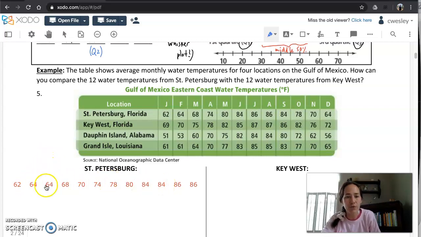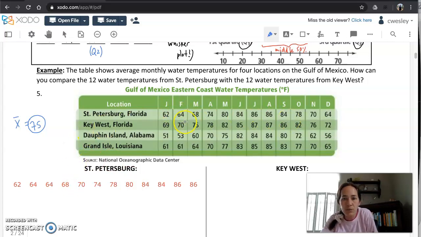I went in and averaged the values. I'm going to write them down for you. You just add them up and divide by 12, and I'll call the average X bar. The average of the data set is 75 degrees. So that's good, it just says to compare the two towns, St. Petersburg and Key West, and it'd be nice to know the two averages.